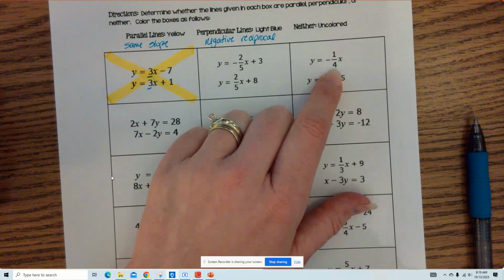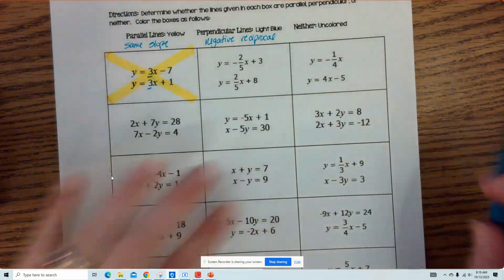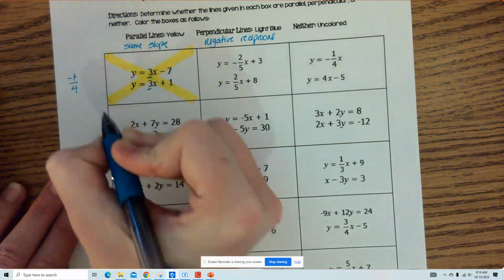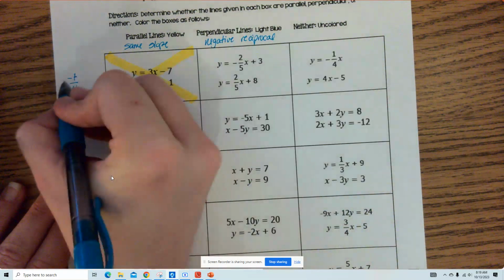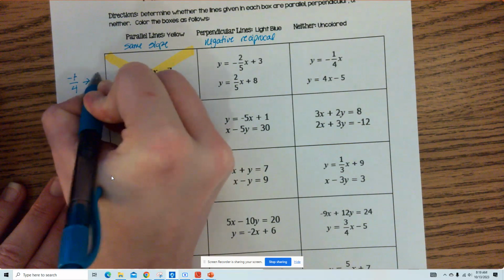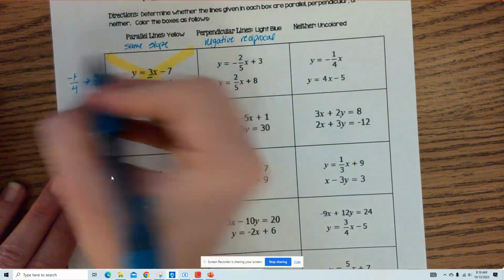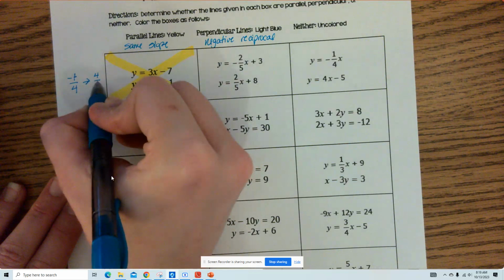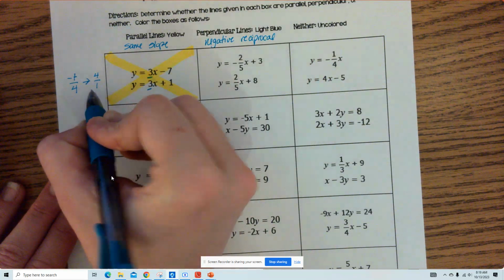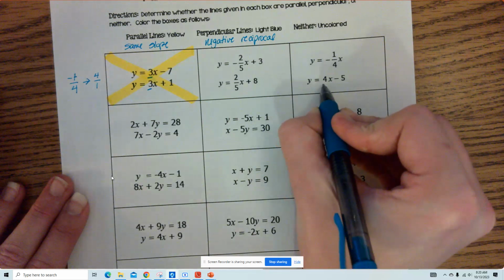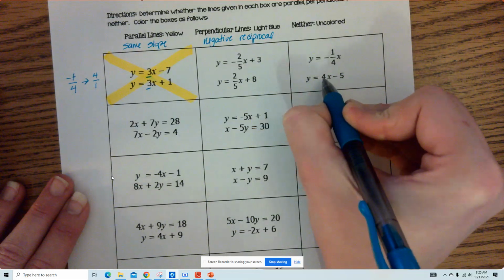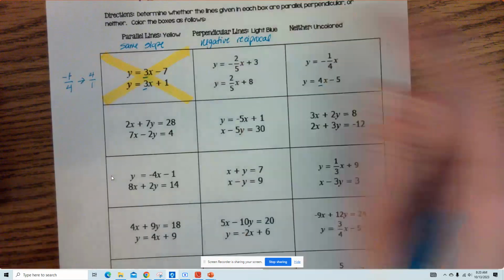Slope here is negative 1/4. So negative 1/4. To find the reciprocal, we flip the fraction on its head. So it would be 4 over 1, and then we change the sign. If it's negative, then it's positive. So 4 over 1 will simplify to a 4. So negative 1/4 and 4 are negative reciprocals.